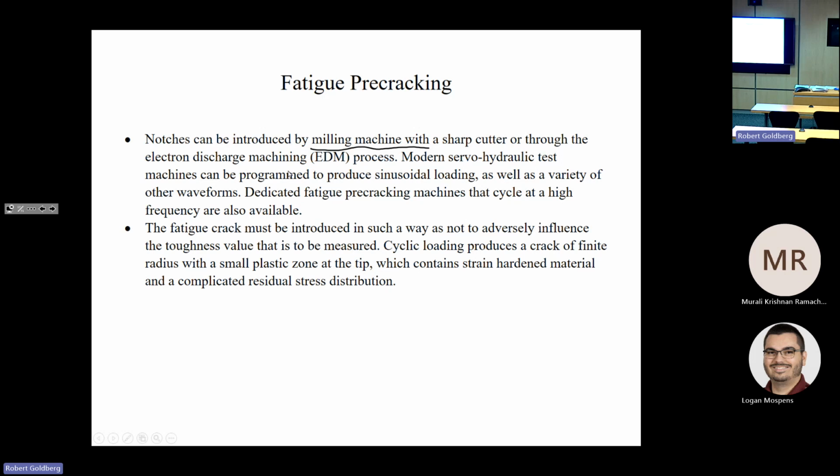You also want to have the crack radius relatively small, because that's the whole idea of doing the fatigue loading: you want something of a smaller radius than you'd get by putting in a notch with the machine. So cyclic loading produces a crack with a finite radius with a small plastic zone at the tip. So you have a little bit of strain hardened material and residual stress distribution, but the idea is to keep it small.